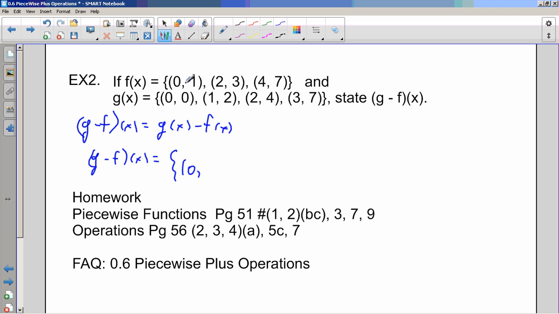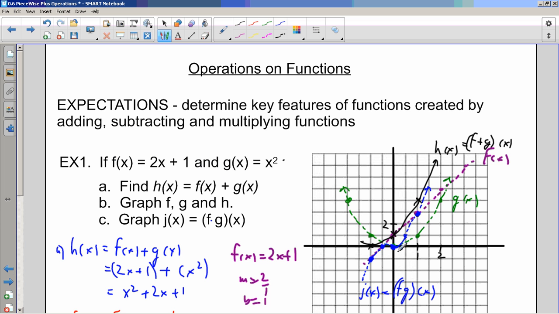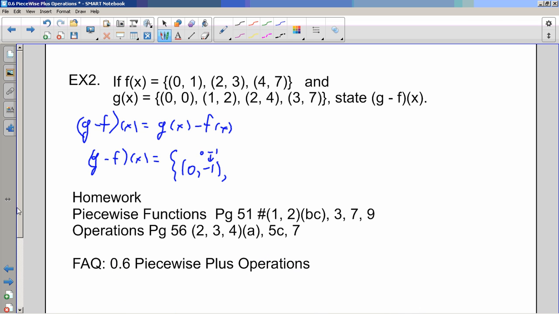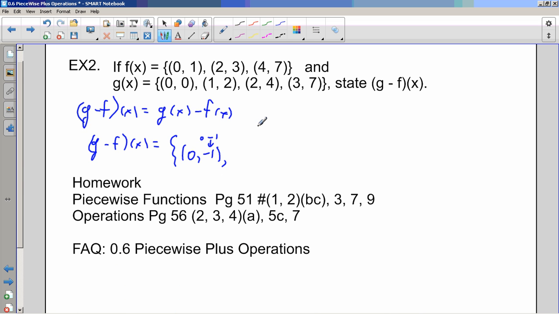what's going to be my output? Well, I have g minus f. G is 0 and F is 1. So 0 minus 1 is minus 1. And how did I get that? That was because I had G minus F. And in that case, just like I did on the graph, I'm looking for, when X is a certain value, 0, what are the Y values for each of the two functions?